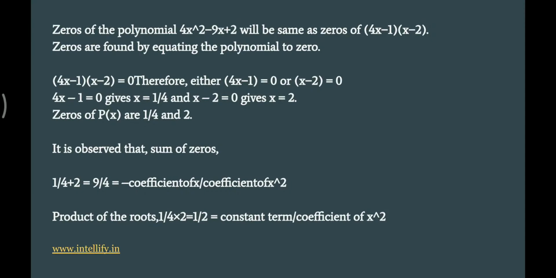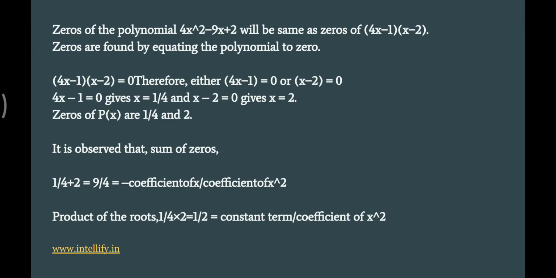Therefore 4x minus 1 equal to 0 and x minus 2 equal to 0, where x equals 1 by 4 and x equals 2. Here the zeros of p of x are 1 by 4 and 2. We got the zeros of the polynomial p of x as 1 by 4 and 2 when we equated.